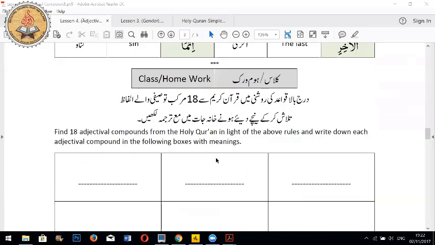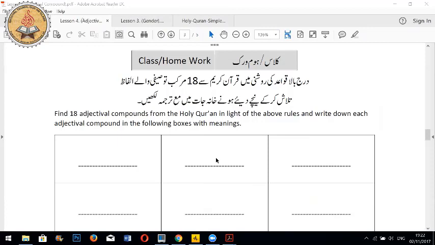Okay, now we come to homework, classwork or homework. Find 18 adjectival compounds from the Holy Quran in light of the above rules and write down each adjectival compound in the following boxes with the meanings. In this case, you are allowed to use English translated Quran or Urdu translated Quran, whatever is convenient to you. And from anywhere in the Holy Quran, I especially mention don't touch part 29 or 30 or 27, because the language and diction are very, very poetic and the vocabulary is very hard as compared to the early parts like part 1, 2, 3. These are very easy to understand as well.